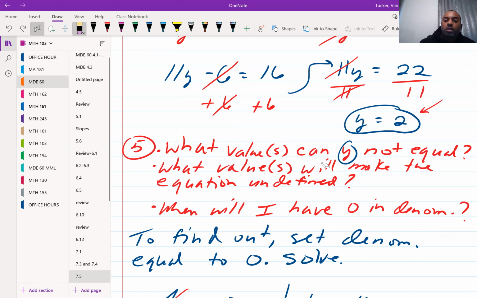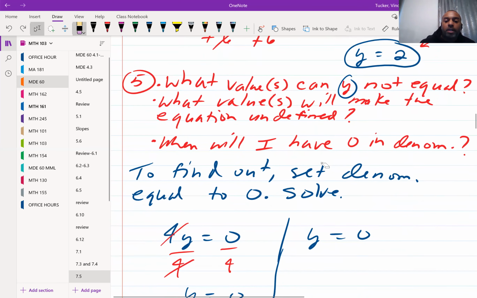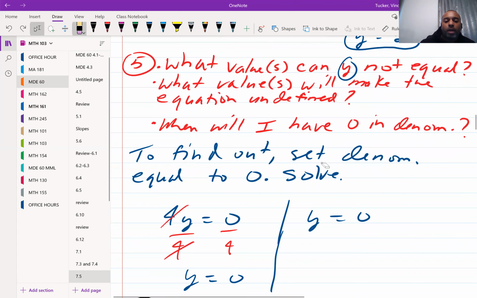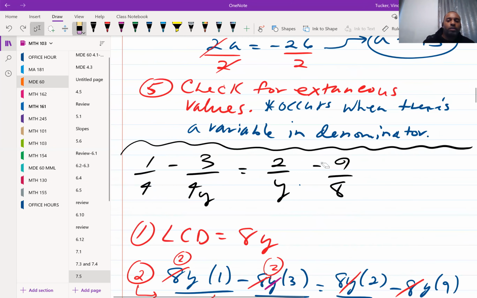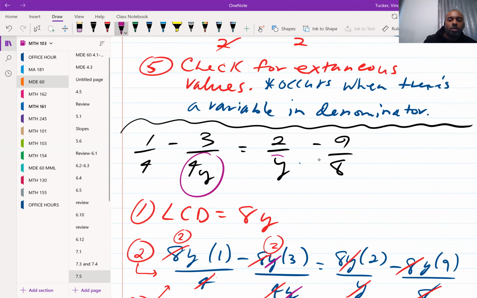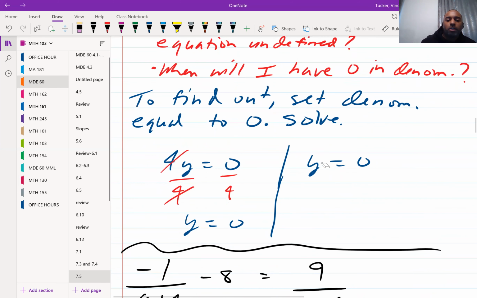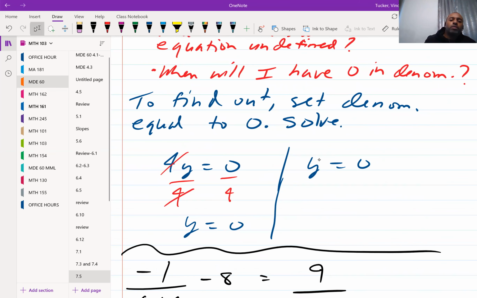All right, so setting each denominator equal to 0 wasn't much to solve for. We had 4y. Now remember, the denominators we're talking about are the ones that have y involved. So that would only be this one and this one. The other ones, there's nothing to plug in here, so there's nothing to do. We're just talking about the ones that have your variable involved. So here, 4y equal to 0, divide both sides by 4, we have y equal to 0. And then the other one was just y, so y is equal to 0. So both of them end up giving me the same thing.